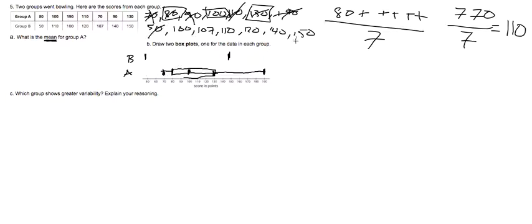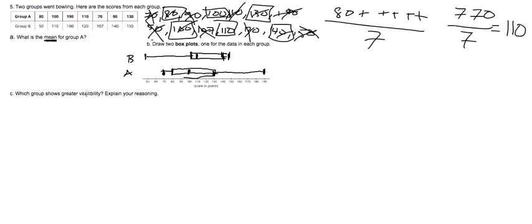Same thing here with Group B. We're crossing them off until we find our middle value, which is 110. That's our Q2. Then crossing these off until we find our middle value of our lower half, which is 100. Then crossing these off until we get to our middle value, which is 140 here. Then all we have to do is put a box around Q1 and Q3, a line going from the minimum to Q1, and a line going from Q3 to the maximum.